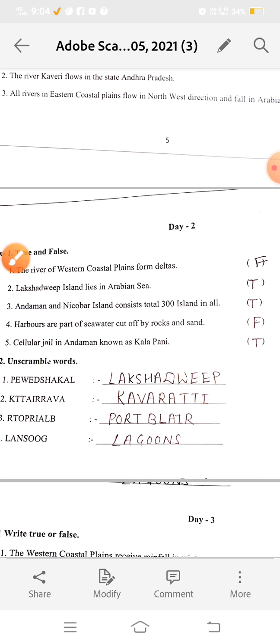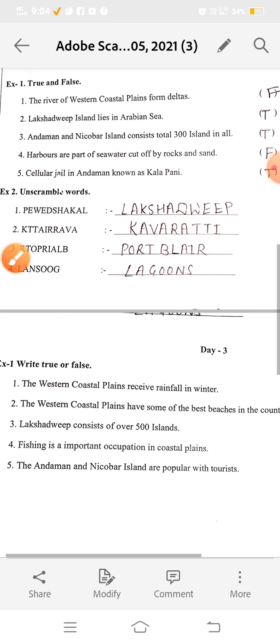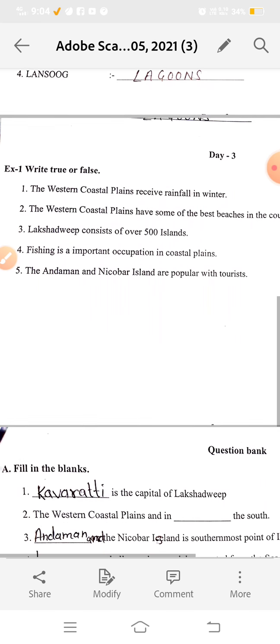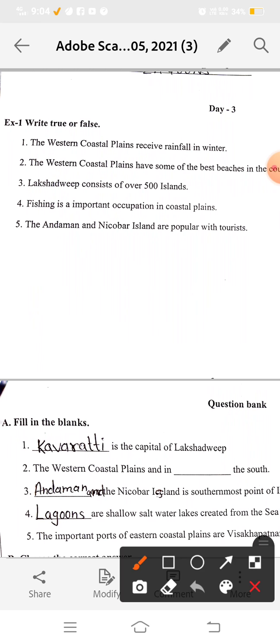Now the next is day 3. Exercise 1. Write true or false. The western coastal plains receive rainfall in winter. No, not the western coastal plains. The Coromandel coast receives rainfall in winter. Western coastal plains receive heavy rainfall in the summer season. So this statement is false.